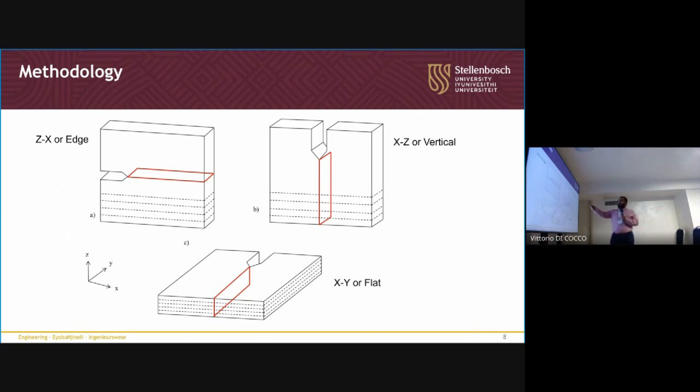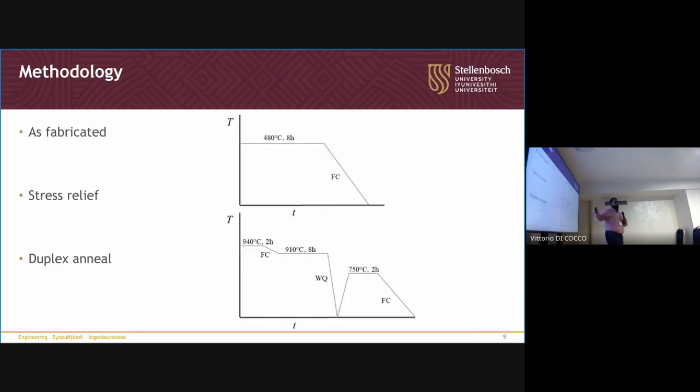However, these two actually have the same crack plane. It's just that the crack direction is different between these two. And the specimens were built on an EOS M280 machine.